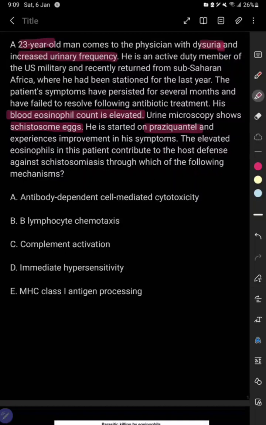Why are the eosinophils increased? Because of Schistosoma. That's what they're asking: the mechanism of action against this Schistosoma. Most of you answered immediate hypersensitivity, but the answer is antibody dependent cell mediated immunity. This is the answer. I'll tell you why.